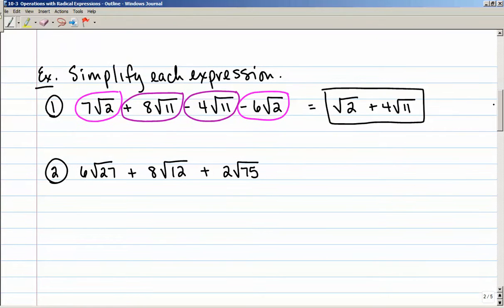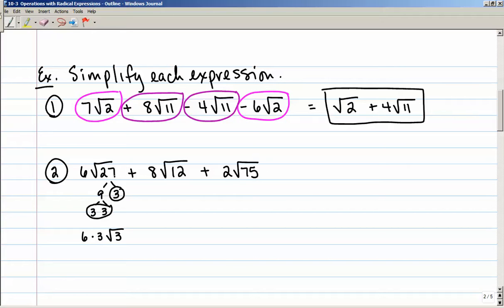My next example, 6 square root of 27 plus 8 square root of 12 plus 2 square root of 75 seems to be simplified because none of those radicands are the same, so I can't combine them. But at a closer look, I realize that I can actually simplify the radicals. 27 is 9 and 3, 3 and 3, so this is going to turn into a 3 square root of 3 with the 6 that's already out front.